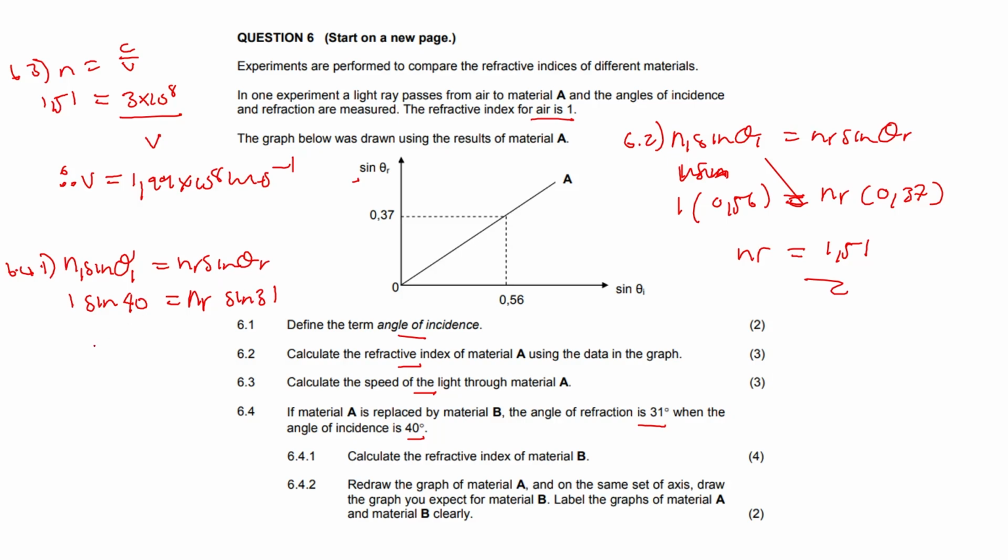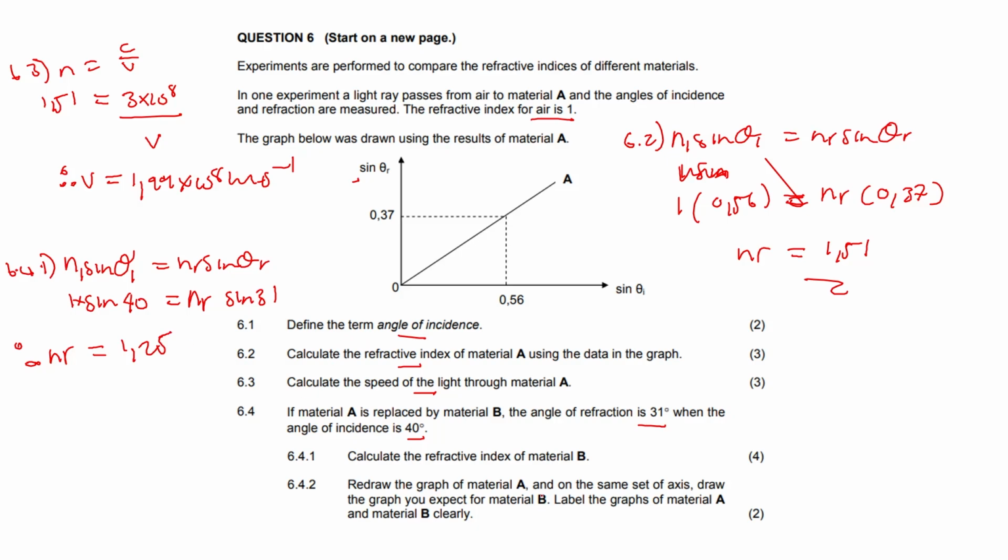So we do our calculator work. We multiply 1 times sine 40, we get the answer there. We divide or do whatever we need to do in math to get the refractive index of material B to be 1.25. Okay, then the last one.